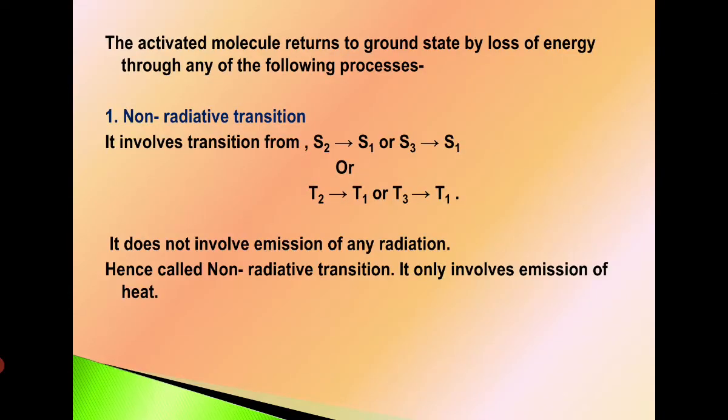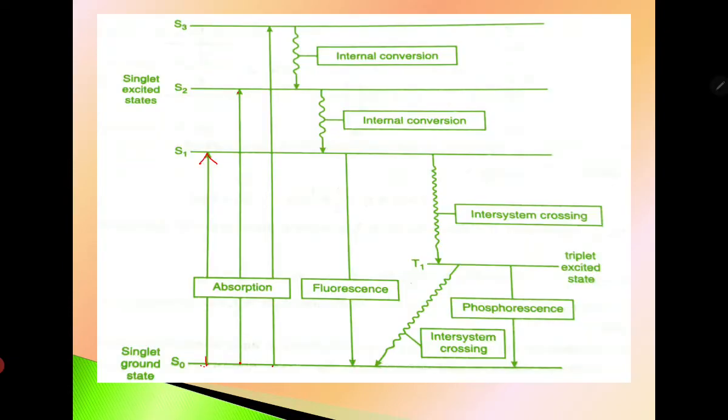The activated molecule returns to the ground state by loss of energy through any of the following processes. See, by the absorption of a quantum of radiation, the electron may jump from the S0 state to any of the excited singlet states, that is S1 or S2 or S3. This step is called a primary quantum jump, from the S0 ground state to the S1 or S2 excited states.